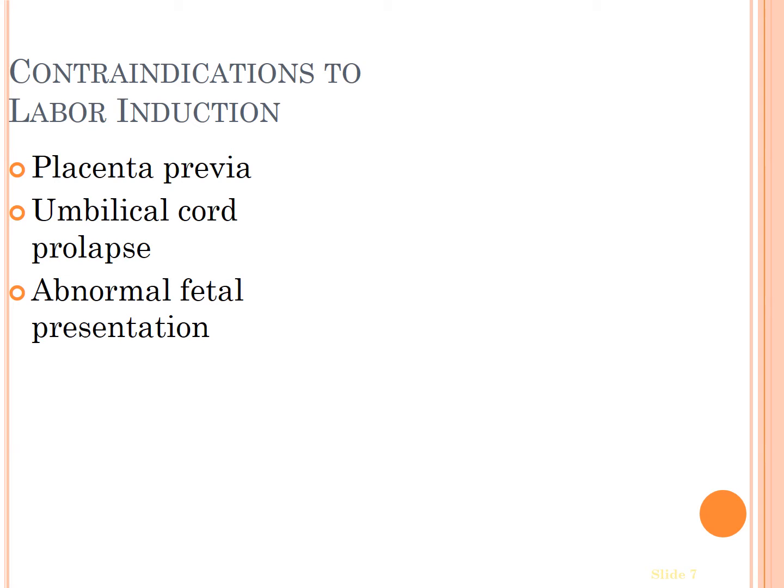Abnormal fetal presentation: transverse lie or shoulder presentation, breech. Now you're probably going to say, well, I had a friend or a family member that had a breech baby, or I had a breech baby and I delivered vaginally. And yes, it can happen, but we do not induce them, okay? That is not a situation where we would want to induce. If they don't go into natural labor on their own, they would probably end up with a C-section.